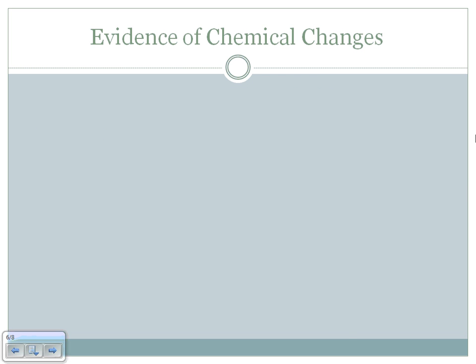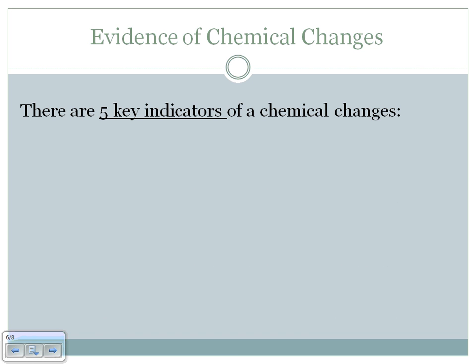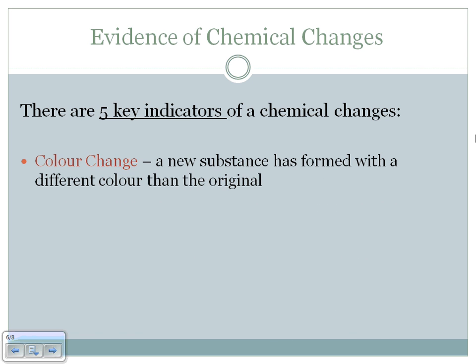All right, so this is the key here. What is the evidence of a chemical change? How do you know when a chemical change has happened? There are 5 key indicators of a chemical change. First off is a color change. The new substance has formed with a different color than the original. So if you see that, it's probably a chemical change.